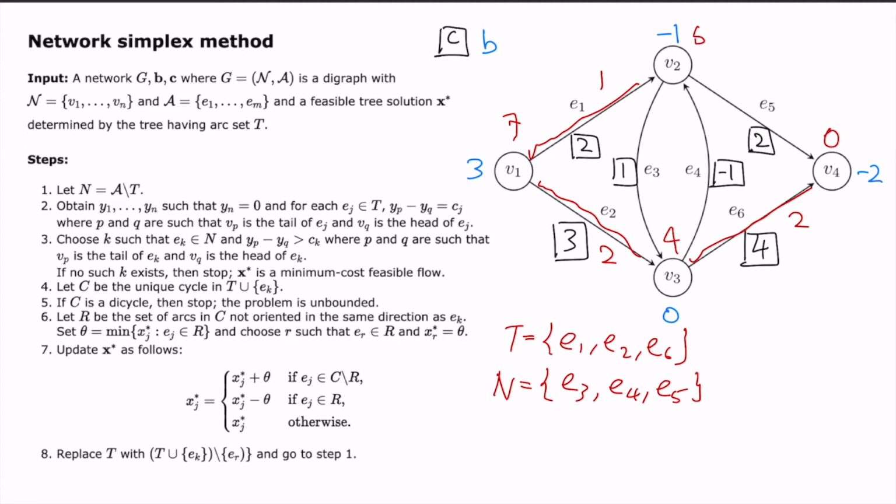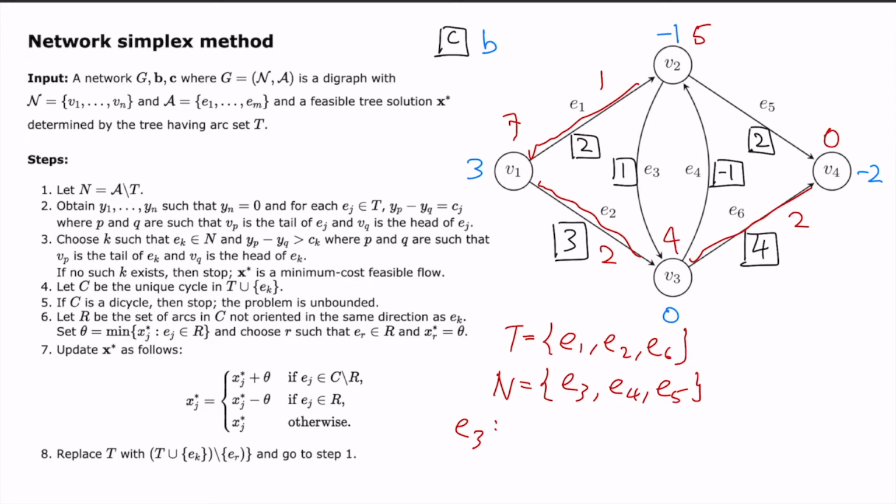So Y2 is 5. In step 3, we want to find an arc EK not in the tree such that the Y value at the tail of EK minus the Y value at the head of EK is bigger than the arc cost on EK. So we'll go through the arcs one by one.